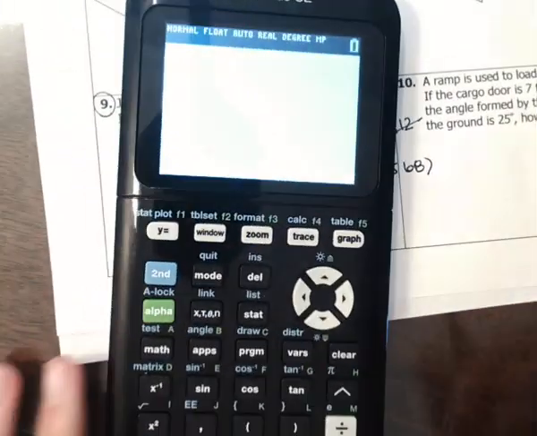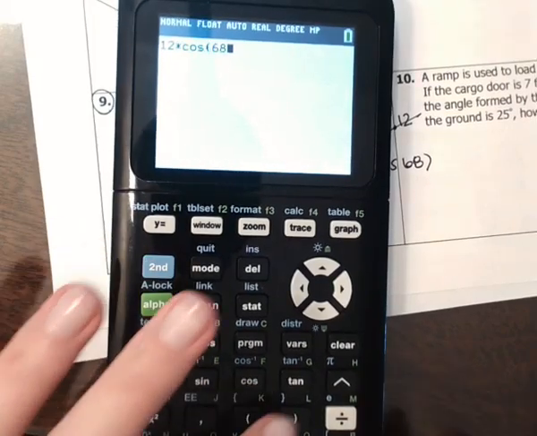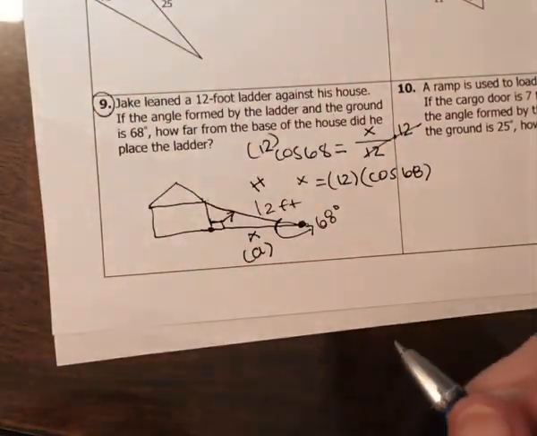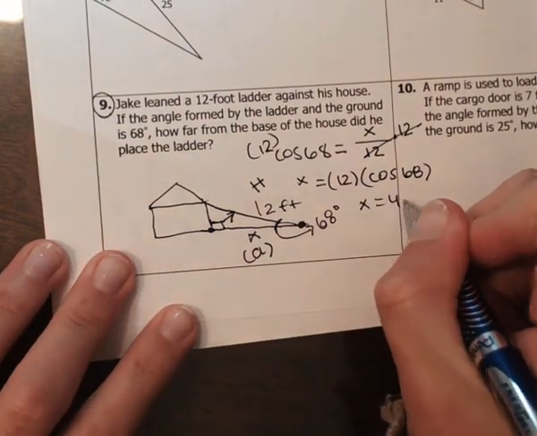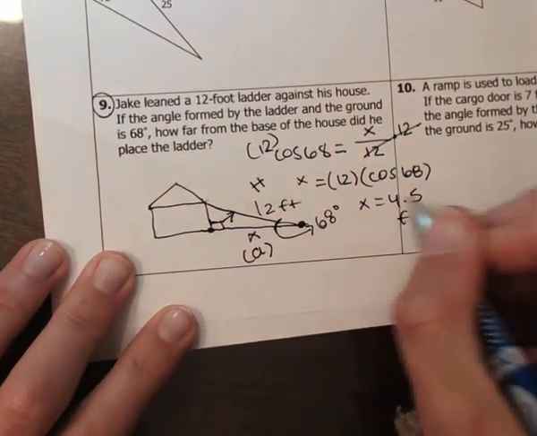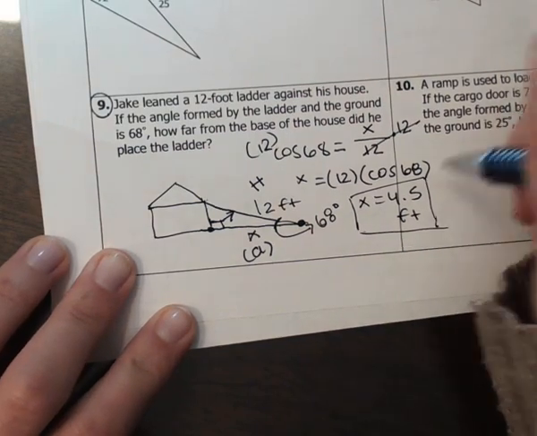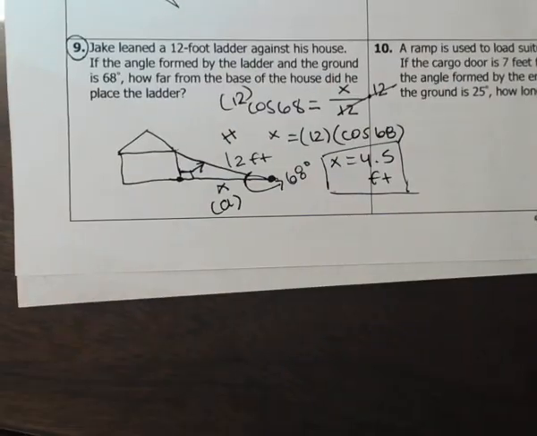My calculator is on degree mode. And your answer is 4.5. And this one actually does have units, so we'll say 4.5 feet. For the word problems, you will have units. Okay, so that is solving for a missing side. You just have to draw a picture. So I'll have you try number 10 today. But let's look at a few more examples.